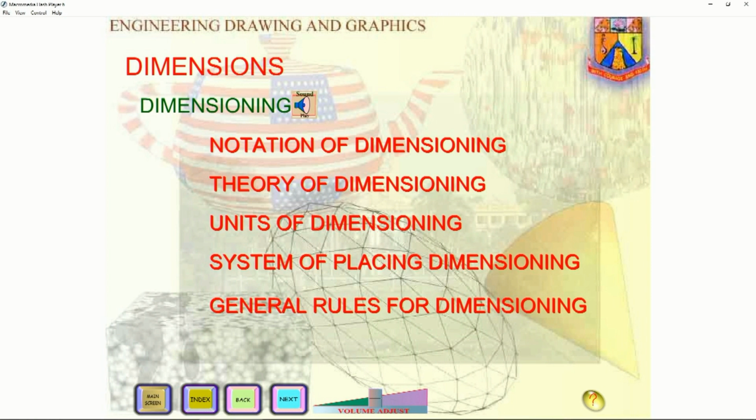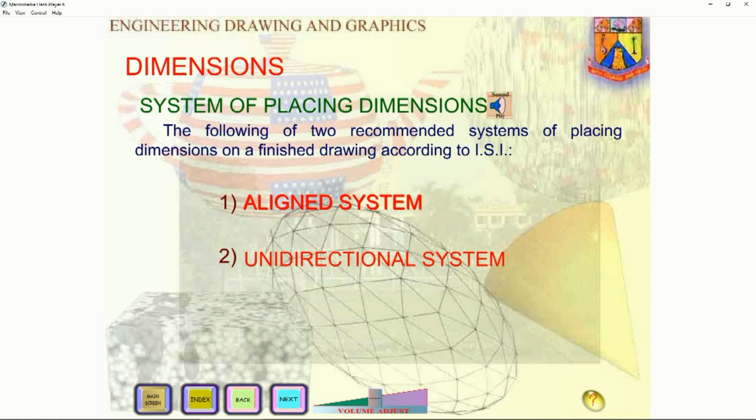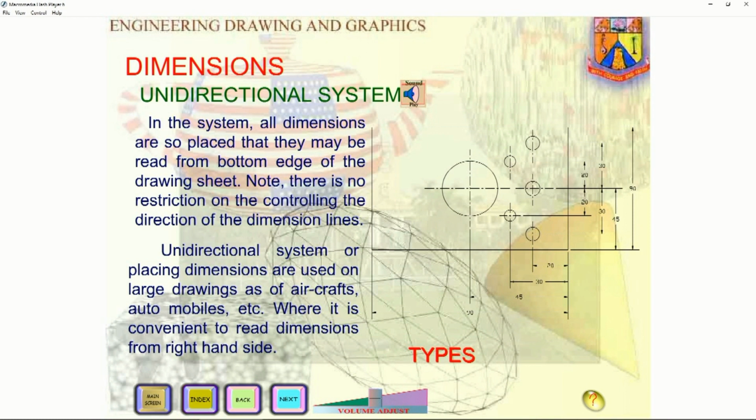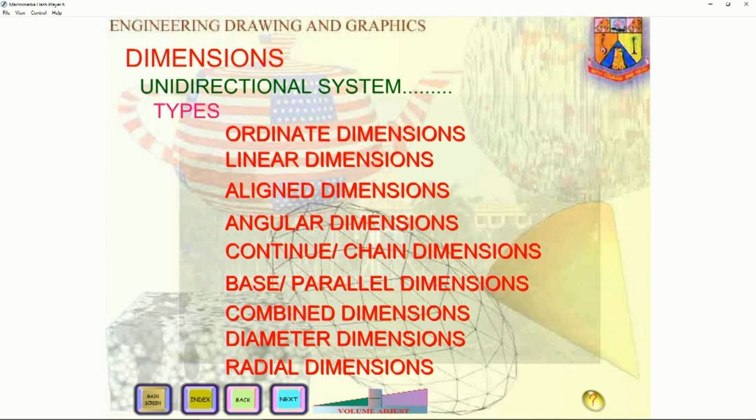There are some general rules, but whether aligned or unidirectional, we have to follow the types of dimension. You have to learn this, because after completing your drawing, you have to produce dimensions neatly. So, what are the types of dimension you have to generate for our drafting? Ordinate dimensioning, linear dimensions, aligned dimensions, angular dimension, continuous or chain dimension, base or parallel dimension, combined dimensioning, diameter dimension, radial dimension, and many more.